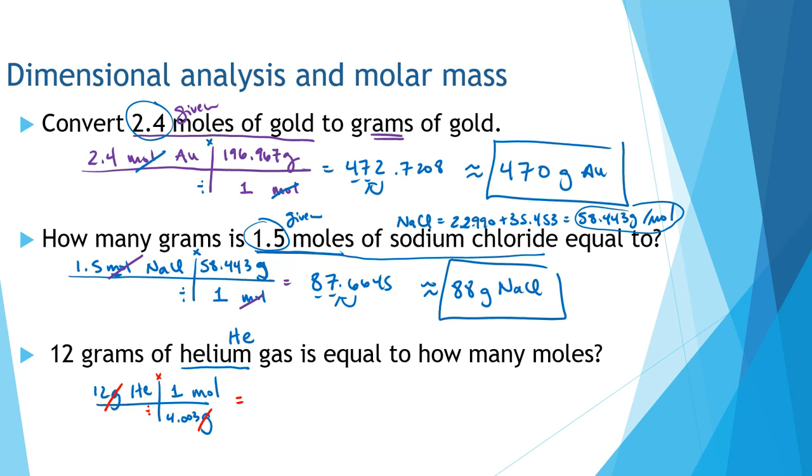That's going to give us 12 times 1 divided by 4.003, which is 2.99775, lots of decimal places. I have 2 sig figs, so I'm going to keep 2. That 9 is going to turn that 9 into a 0, which turns that 2 into a 3. And so 2 sig figs is going to be just about 3.0 moles of helium.